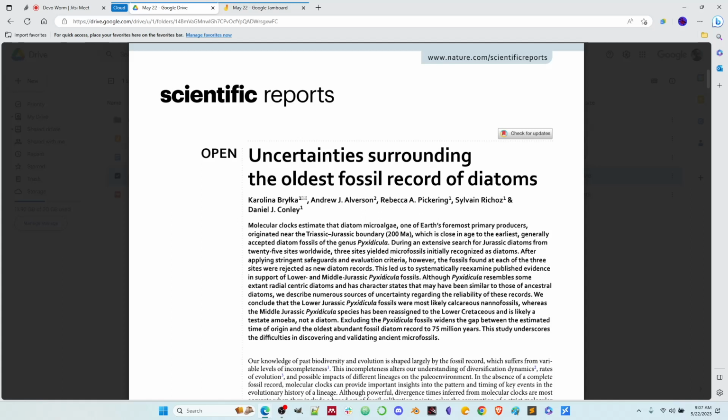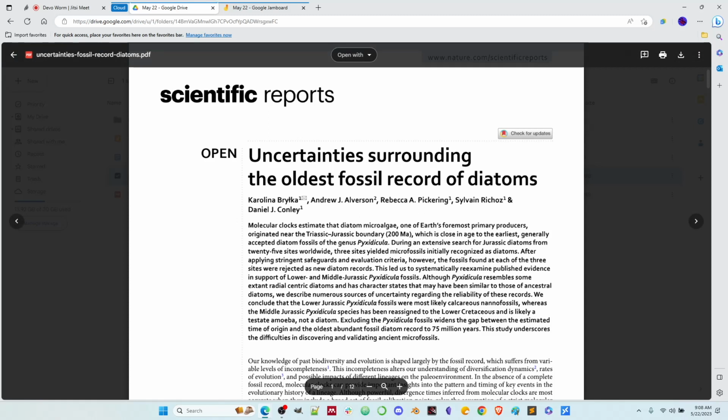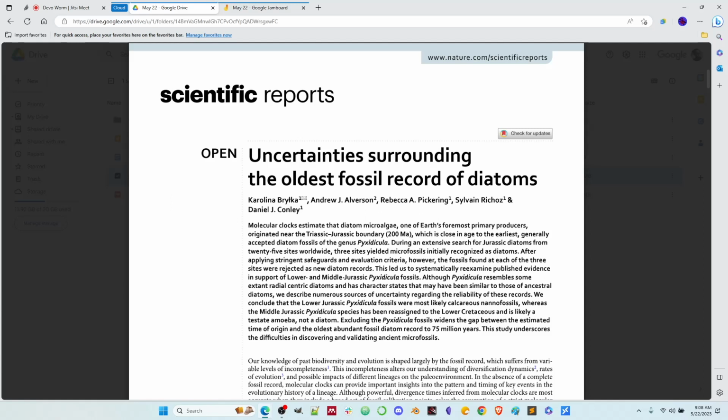During an extensive search for Jurassic diatoms from 25 sites worldwide, 3 sites yielded microfossils initially recognized as diatoms. If you remember the things we did on the embryo a few weeks back, it was very hard to determine what was an embryo and what was just some cells that were preserved. That's one of the problems you'll have again and again in the fossil record with things like trees and other types of parts of organisms. You have to get it into the context of the whole organism or some sort of ecological context. It's exceedingly rare, for example, to find a full skeleton of an ancestral hominid or a dinosaur, but they can be found. But in this case, you'll find a diatom, and you can't identify the species very easily. So these are things that you just have to work around.